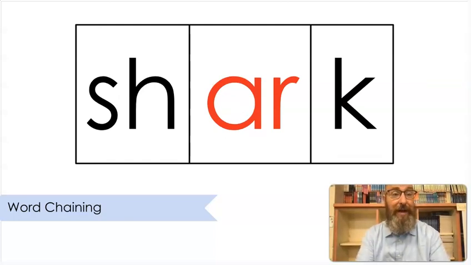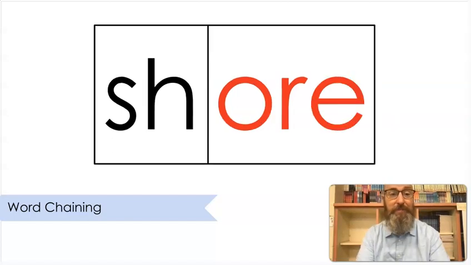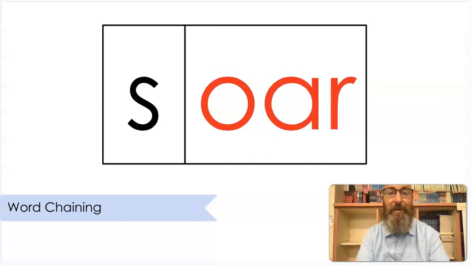What if on shark I change the ark to or? What word do I have? Shore. What if on shore I change the sh to just a s? What sound do I have? Word. Soar. That's the word, not the sound. Soar. What if on soar I put a k after the s? What's my new word? Score.